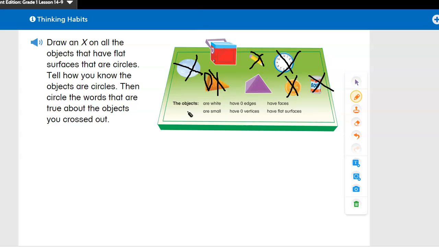Let's think, out of all of these objects that we drew an X through, what statements would be true? Well, let's look at them. All objects are white. Well, I can look at some of my objects and see they are not white, so we're not going to pick that. These objects are small. Well, we can't say that because some of our objects are small, but some of them are decently big. What about the objects have 0 edges? Would you agree?